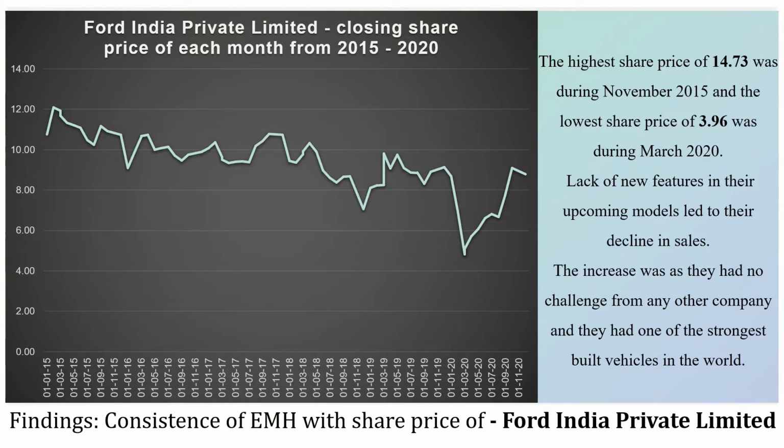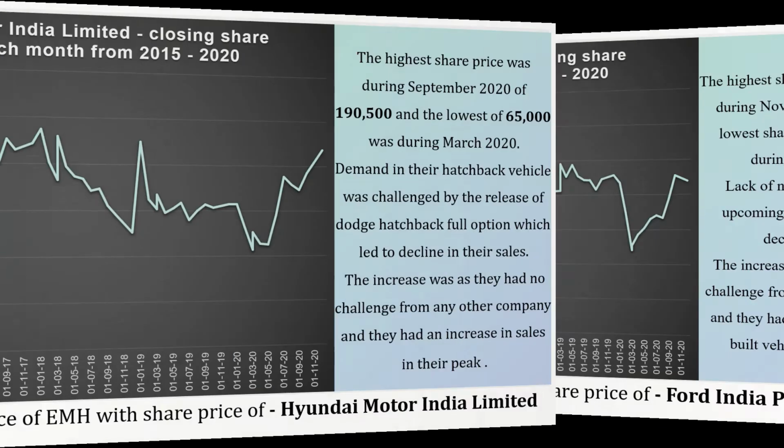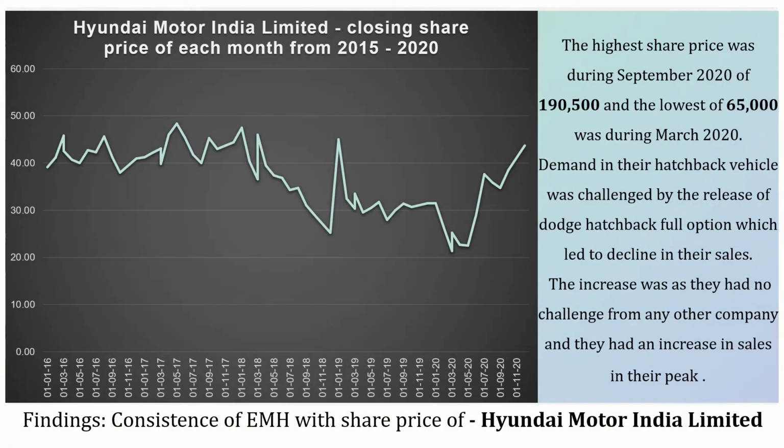Specifically, Ford is one amongst the companies that are backlashed as there's a lack of variety in newly built cars. Monitoring the share prices of Hyundai Motors shows that the highest share price was during the month of September 2020, with a share price of 100,090,500, and the lowest share price of 65,000 was during the month of March 2020. This decline in share price during the month of March occurred due to the demand in their hatchback vehicle, which was being challenged by the release of Dodge hatchback full option in the month of February 2020.